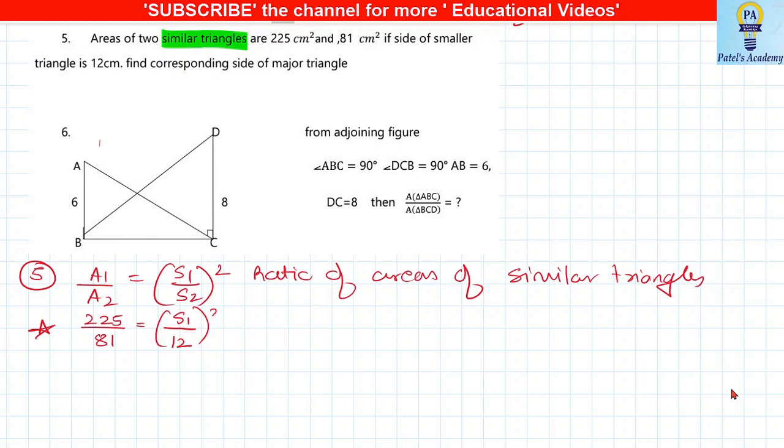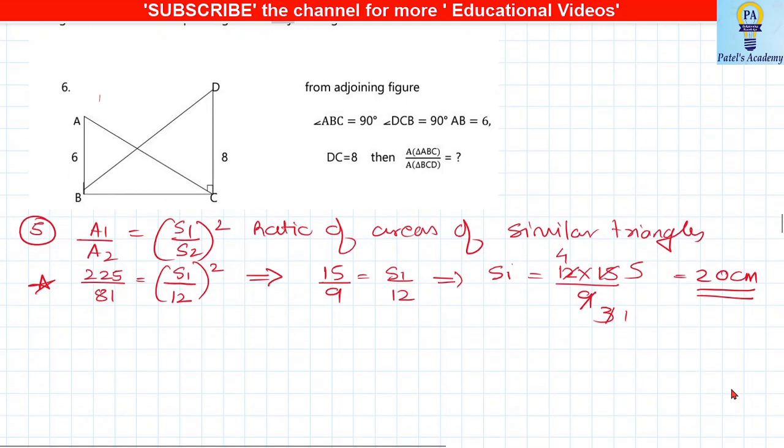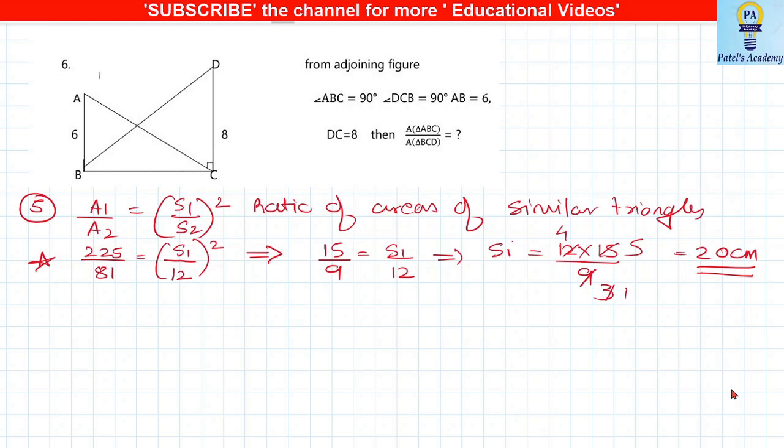Okay, bracket square. Now if I take square root, what I'll get, 15 upon 9 is equal to S1 upon 12. If I cross multiply, I will get S1 equals 12 into 15 upon 9. Okay, 3 threes are 9, 3 fives are 15, 3 fours are 12, answer is 20 centimeters. Okay, so if you take the correct position of 12, you will get the correct answer. Now let's see the sixth one.